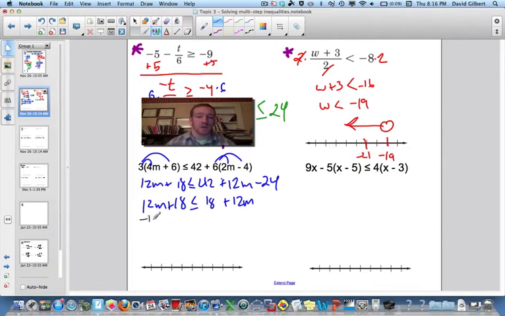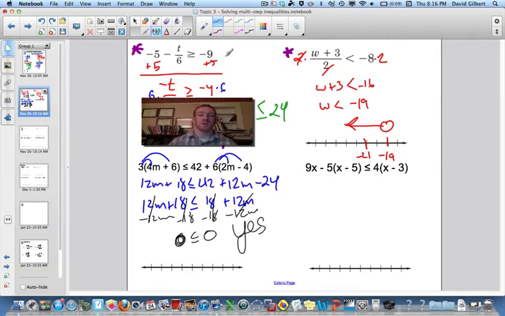Alright, so if I minus 12m from both sides, those cancel. If I minus 18, those cancel. So what am I left with? Nothing? Well, it's not nothing, it's 0. Is 0 less than or equal to 0? Yes, always true, because of the equal to sign.